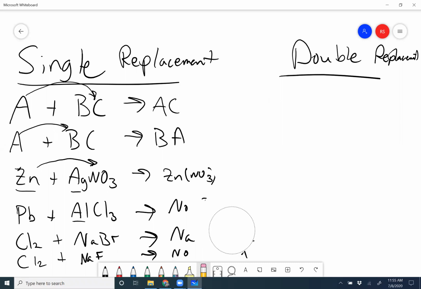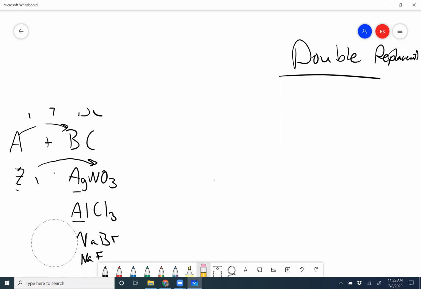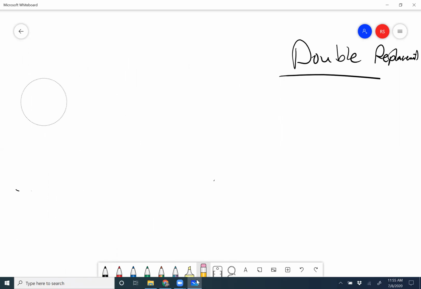Double replacement reactions, though, we're not going to worry about whether or not they work. Your book in 11.3 will start getting into reactions in ions, and we're going to ignore that. We're just going to assume that all double replacement reactions take place.